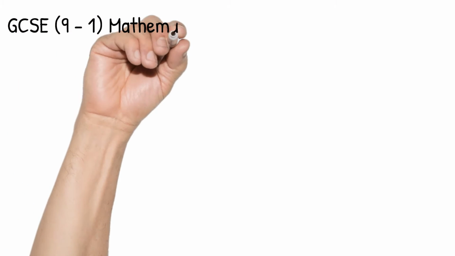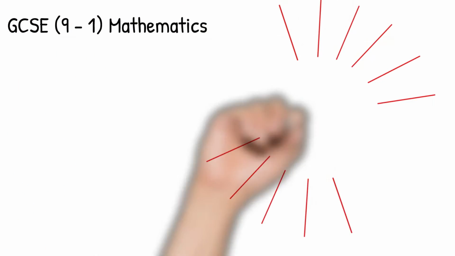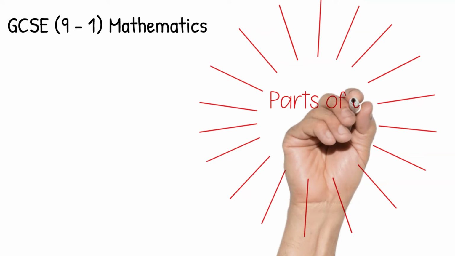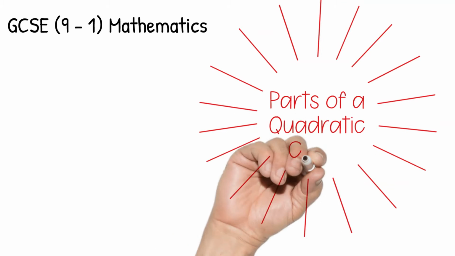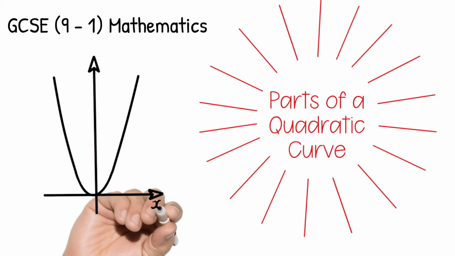In this video we are looking at the different parts of a quadratic curve. We're going to be looking at both a U-shaped curve and an N-shaped curve.